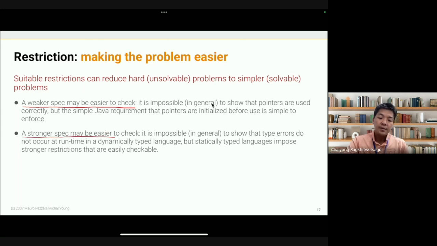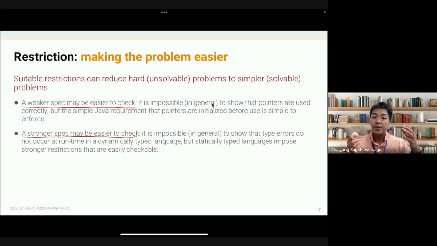On the other hand, if you have a stronger spec, in some situations it might be easier. For example, if you use a programming language like JavaScript that doesn't have types, when you write the programs, you don't know whether there will be any faults or errors until runtime. So you execute the programs and then some errors might occur.